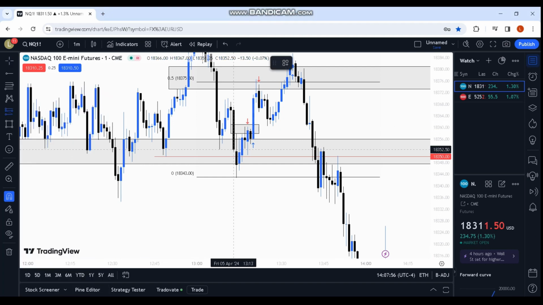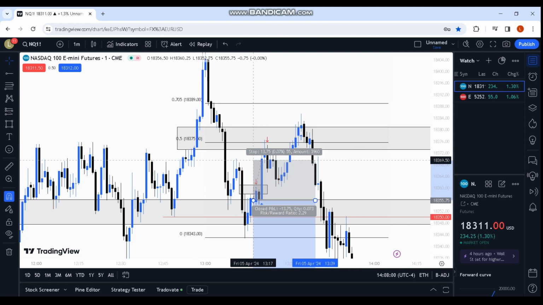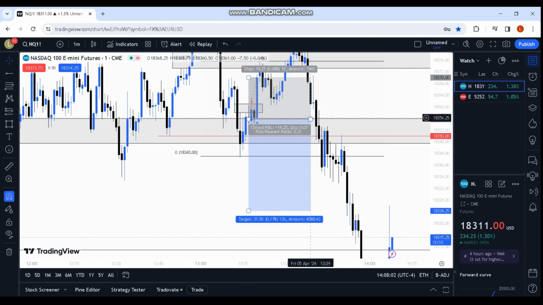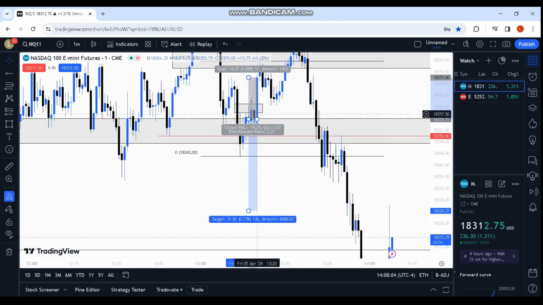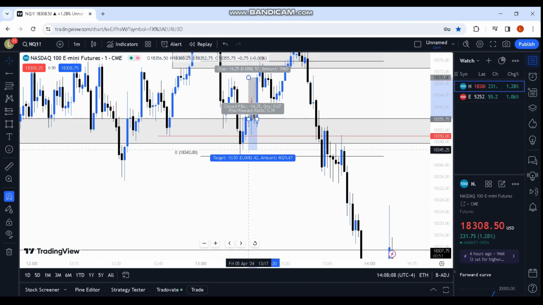So me being stupid, what I did was enter right here, my stop right here, and I went in with one contract size. Okay, that's important right now. And I got stopped out almost immediately. So yeah, that was fun. And my TP was this low right here.